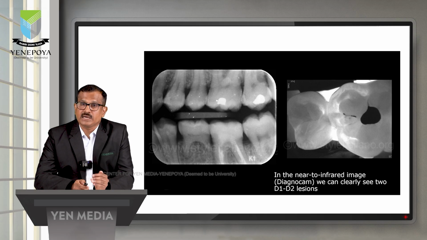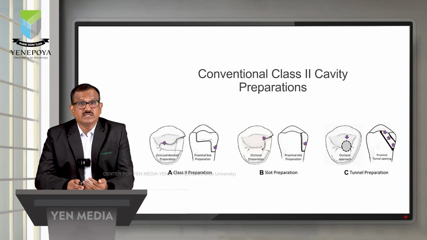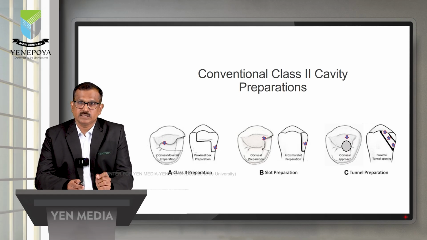If you have a bite-wing radiograph and trans-illumination, and other facilities if you have, initially itself you will get a picture of how much it is going to be. So coming to how conventional class 2 cavity preparations were, we'll just have a look at that and then go into the modern cavity preparations.